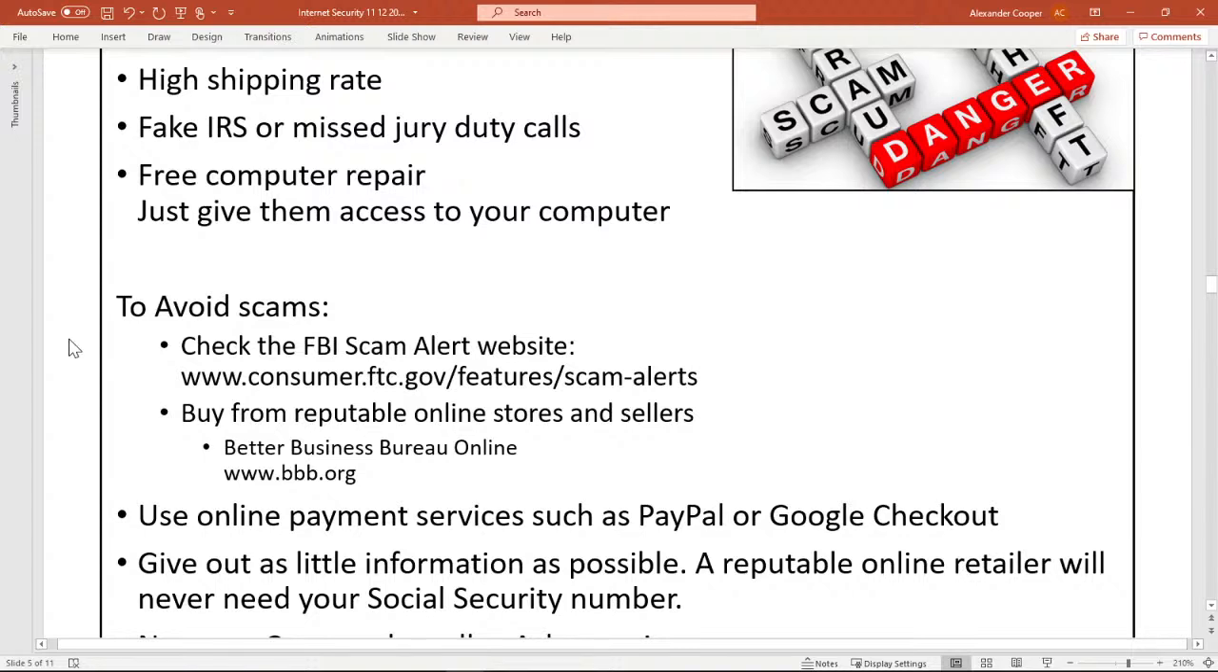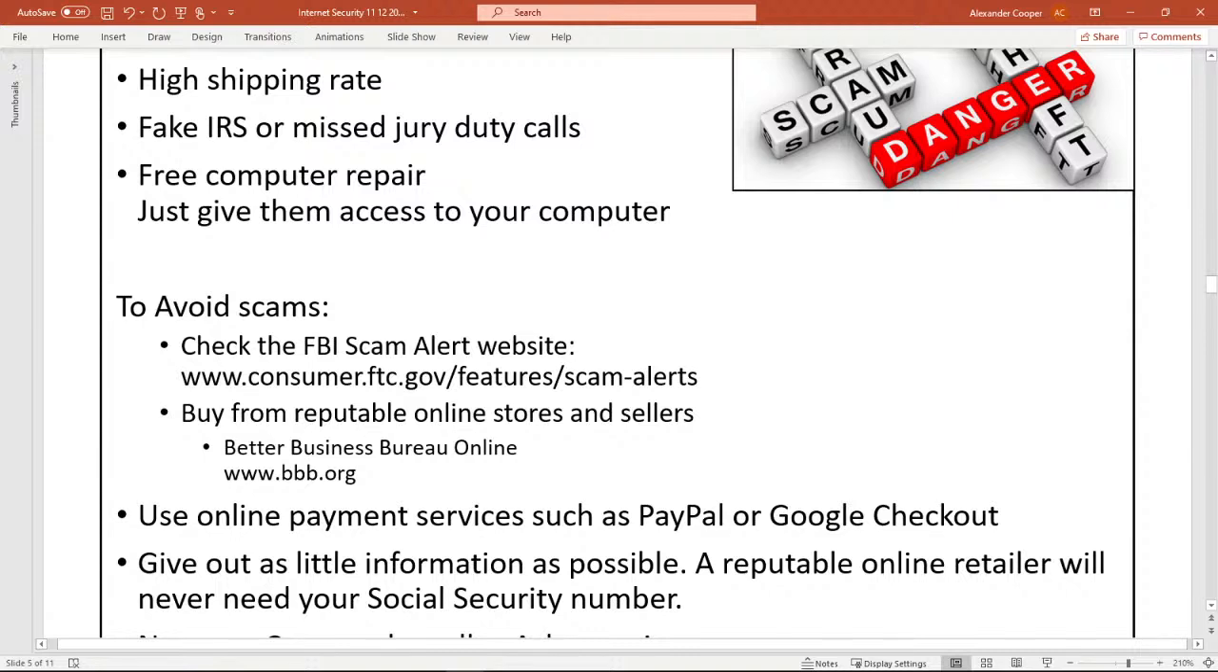All right. Another one is to look out for fake IRS or missed jury duty calls. So someone contacts you, says, hey, we're the IRS, you owe us a bunch of money, and they want you to pay money to them. They're going to come arrest you tomorrow or something. That's fake. IRS does not work that way. They send letters in the mail.